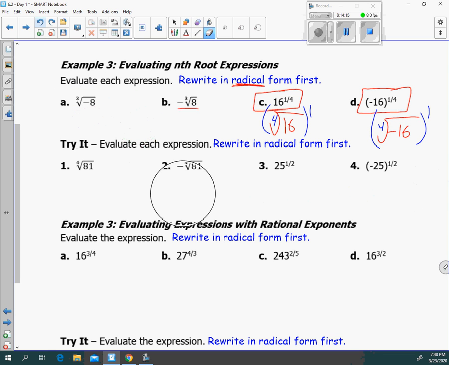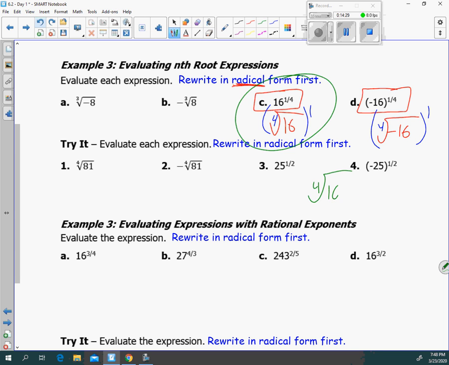All right? I'm going to skip letter B. Let's do letter C right here, and then we'll call it good after that. Okay? I'm going to come up to the side and do it right there. Okay? All right. So if I have this 4th root of 16 raised to the 1 power, what that means is I want to know what times what times what times what gives me 16. And after I figure that out, I'm going to raise it to the 1st power. Well, that's just the same exact number, okay?